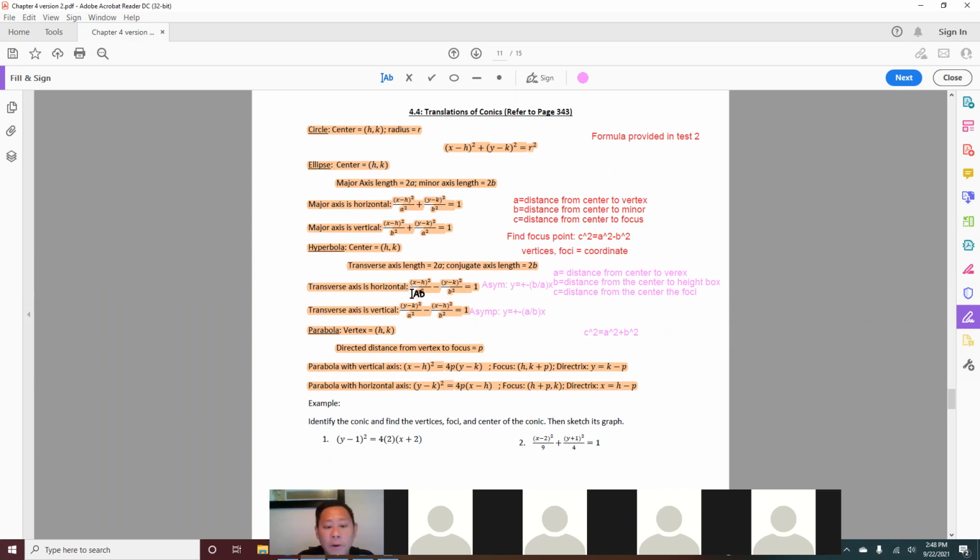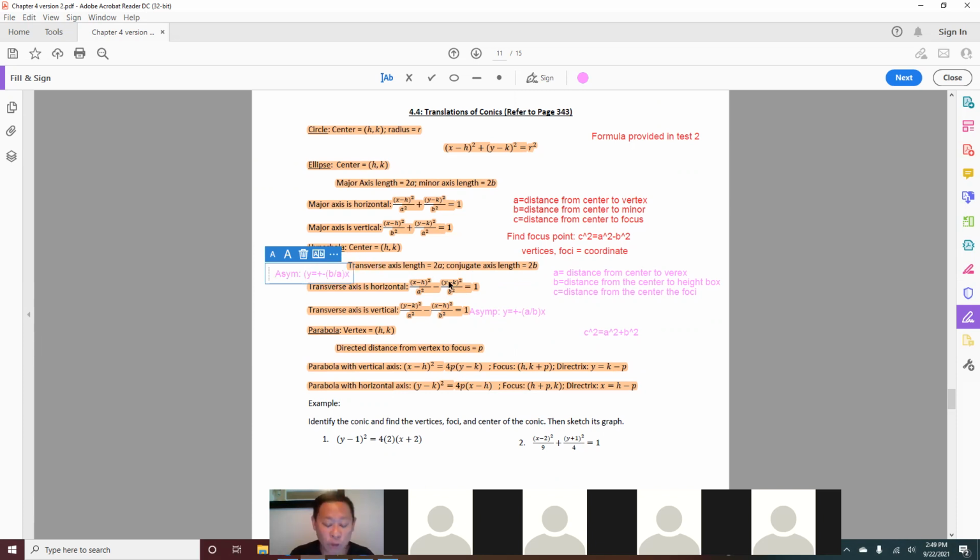For your hyperbola, it's the same thing. You just need to move your x minus h and y minus k. Because you move things around, everything else is the same. Your A is the same thing, meaning center to vertex. Everything has the same meaning. The only difference is that your asymptotes have to change too, because last time your asymptotes were just using y and x.